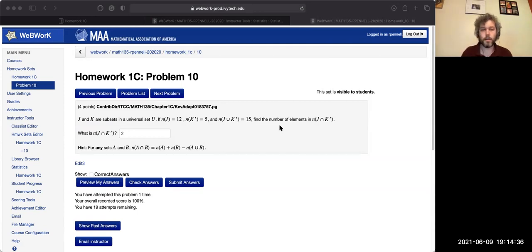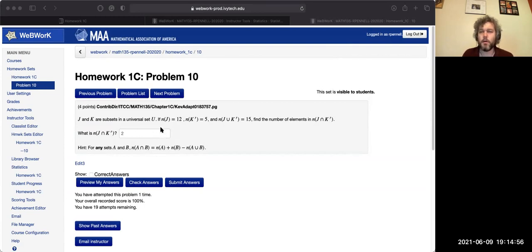So let's think about how we can do it. It has a hint here. It says for any sets A and B, their intersection is the sum of them minus their union. So it's reminding us of the union rule here at the bottom in the intersection form.